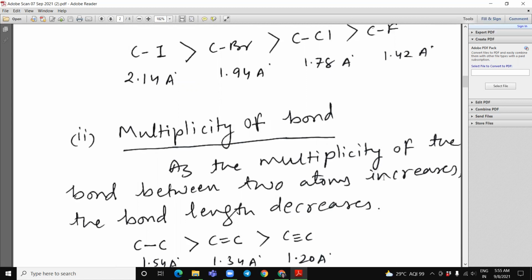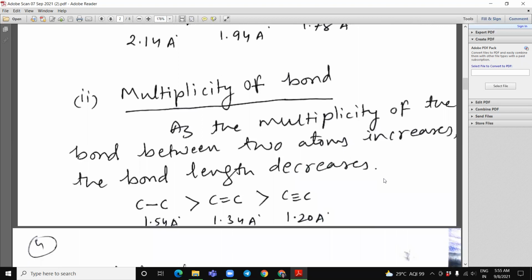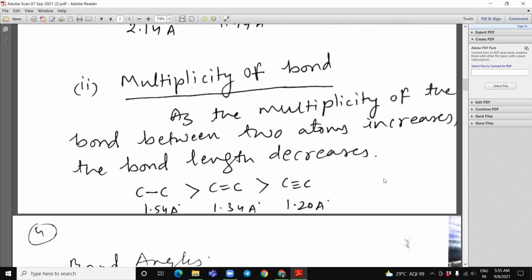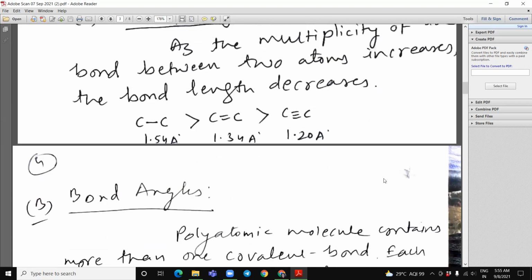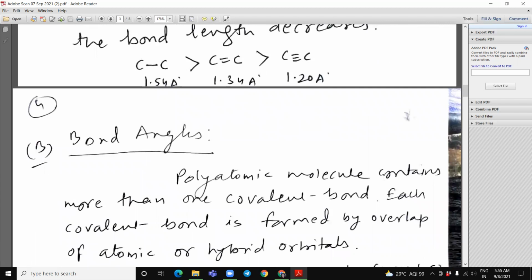Second point, multiplicity of the bond. As the multiplicity of the bond between two atoms increases, the bond length decreases. Carbon-carbon single bond has the highest bond length, 1.54 angstrom, carbon-carbon double bond 1.34 angstrom, carbon-carbon triple bond 1.20 angstrom. So it decreases with the multiplicity of the bond.